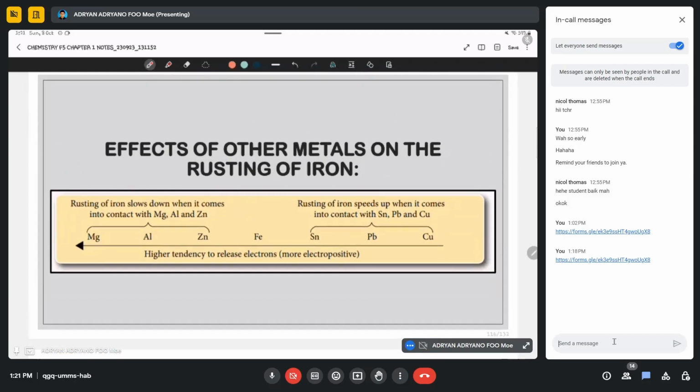Okay, now, effect of other metals on rusting of iron. Meaning that I now have an iron nail, but on the iron I wrap another metal. What will happen? Okay, you can see this one is from where?